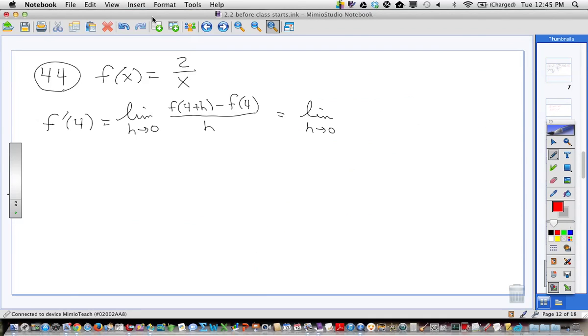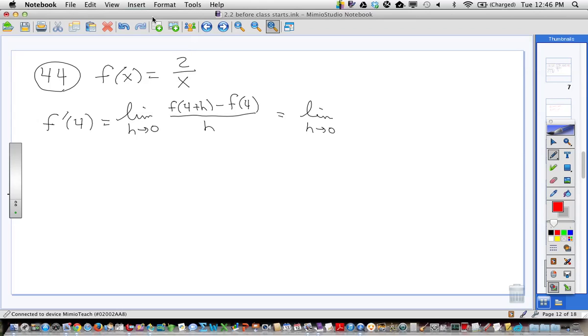So here's 44. So I've got it started. One of your homework problems will be similar to this, and you'll get to practice this common denominator thing again. So, okay, see I've copied down the derivative formula, put a 4 in for a, because we're doing f prime of 4.